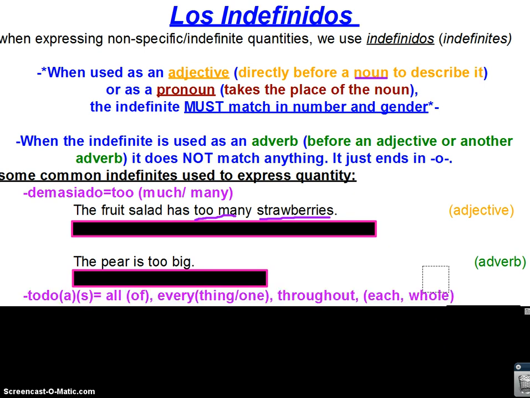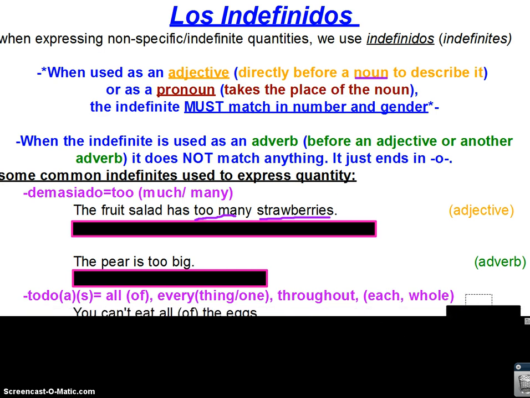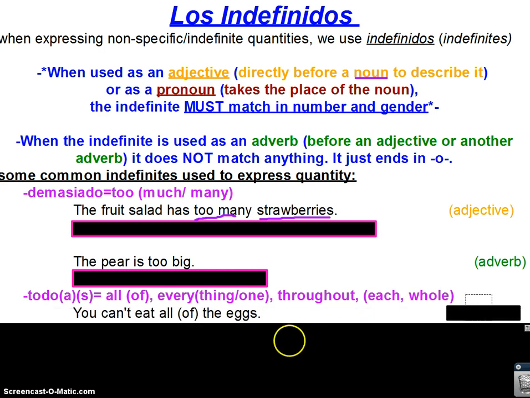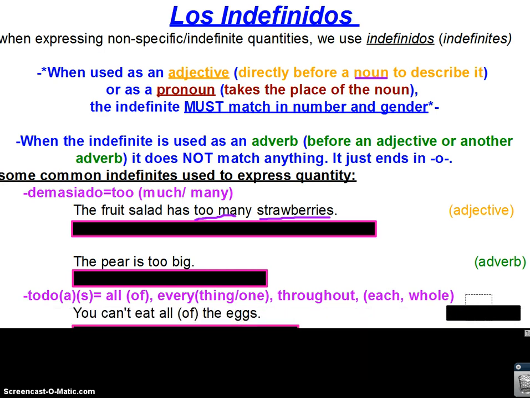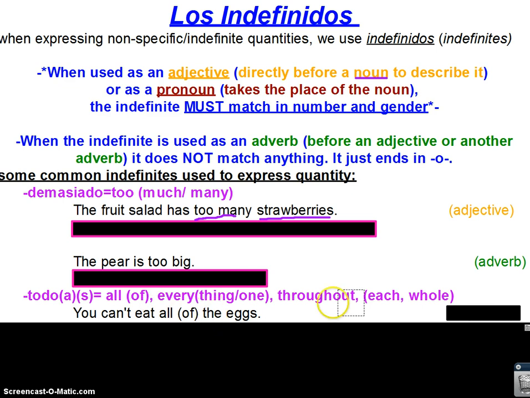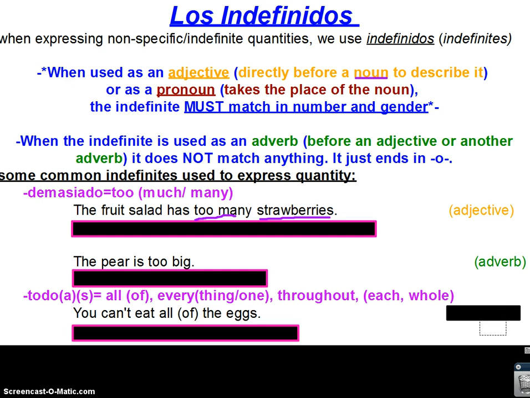Let's look at our next indefinite. Todo, which could be toda, todos, todas, means all of, everything, everyone, sometimes throughout, each, or whole. You can't eat all of the eggs. So ask yourself, when you say "all" or "all of" here, is that an adjective, pronoun, or adverb? And make sure you fill in your answer over here. That's what I'm going to be checking for when I check your notes next.